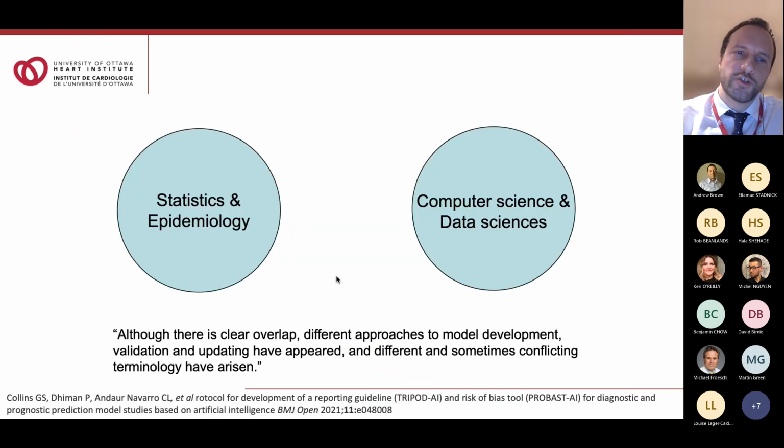And the reason why there's so much controversy, I think, is in part because there's two worlds that are colliding: the world of statistics and epidemiology, which for decades have been producing prediction models and have developed very robust ways of validating these models, and the field of computer science and data science that's been emerging over the last decade and takes a very different approach. And this is a quote from this article, saying, "Although there is a clear overlap, different approaches to model development, validation, and updating have appeared, and different and sometimes conflicting terminology has arisen."